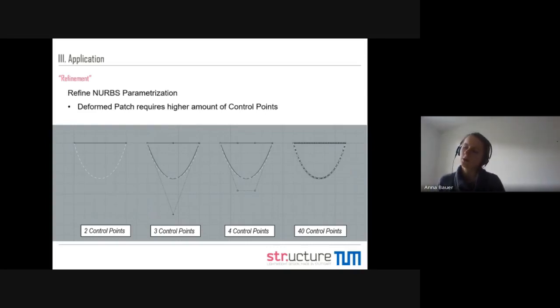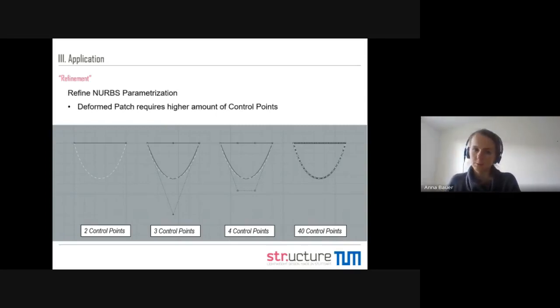So if we add one control point to the 2 points, so we have 3, we can already get the shape, but it's still not the correct result, because it's not possible to represent this hanging shape with a parabola, for example. And this is getting better and better with every point we add. And with enough control points, we can really approximate the correct result.